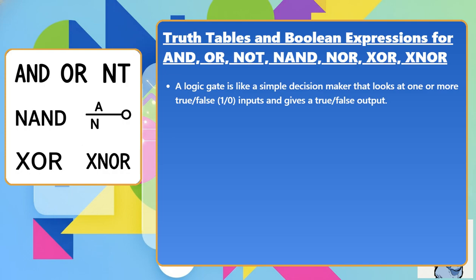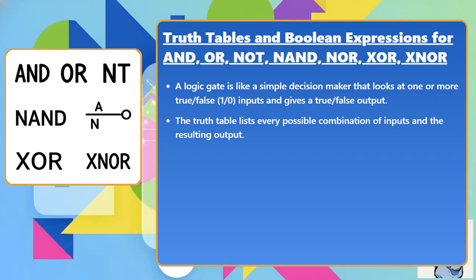A logic gate is like a simple decision maker that looks at one or more true/false, 1/0 inputs, and gives a true/false output. The truth table lists every possible combination of inputs and the resulting output.